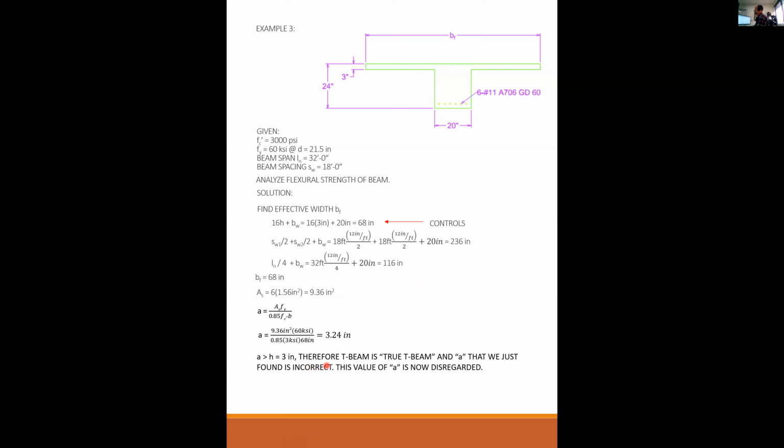Therefore, this T-beam is a true T-beam, and the A that we just found, this 3.24, is incorrect. We dump this value. Do not use this value anywhere else in your problem because it's based on fictitious facts that we have proven do not exist. Okay? We have to basically start over.